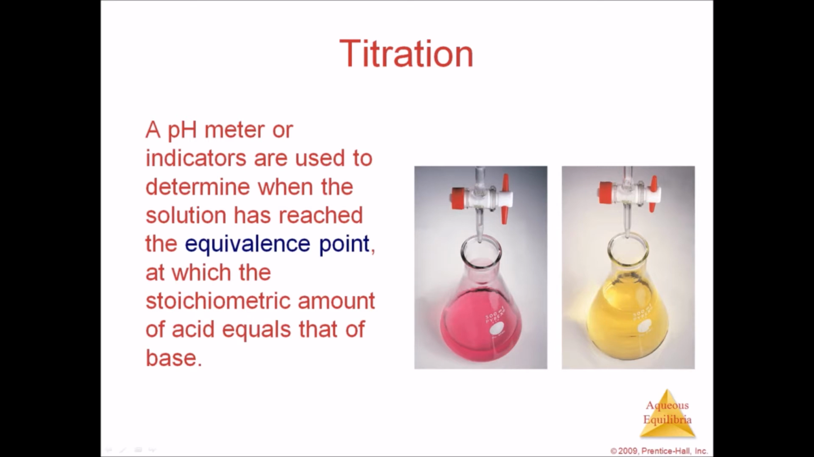So when the amount of reactants is equal, we say that the equivalence point has been met. When the indicator changes, we say that that is the end point. In an ideal world, you want the end point to be as close to your equivalence point as possible, assuming that that is what you're trying to find.